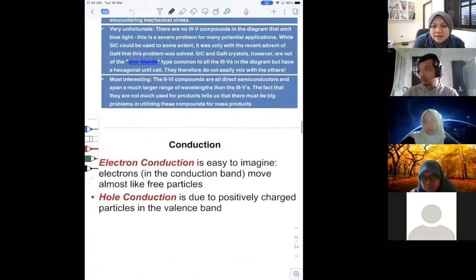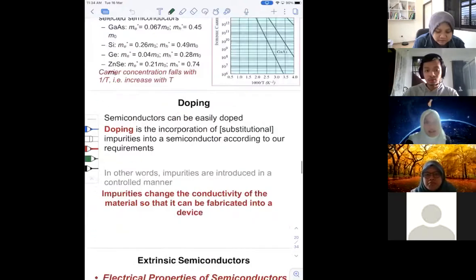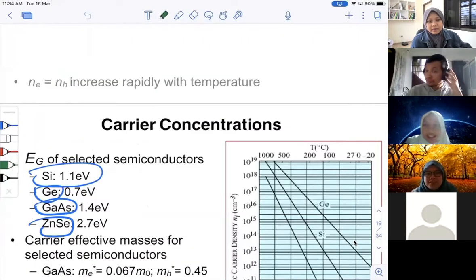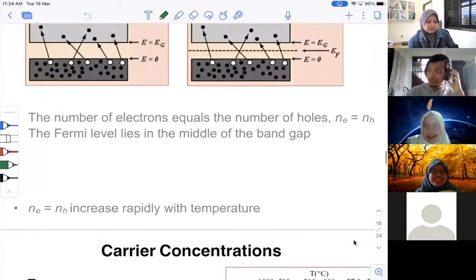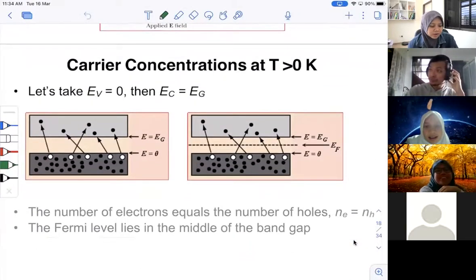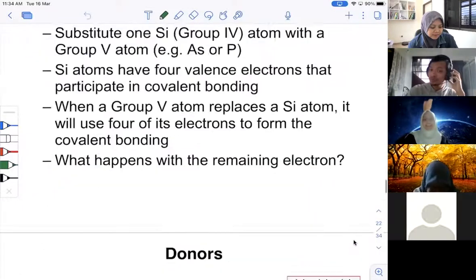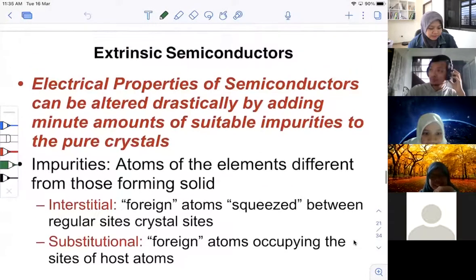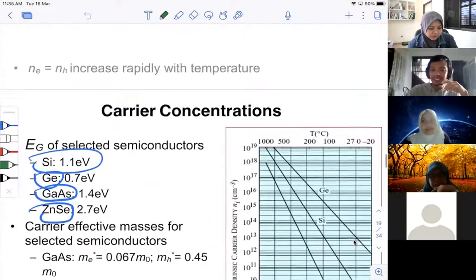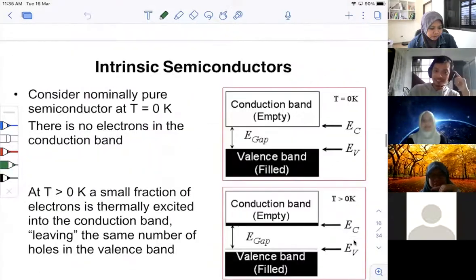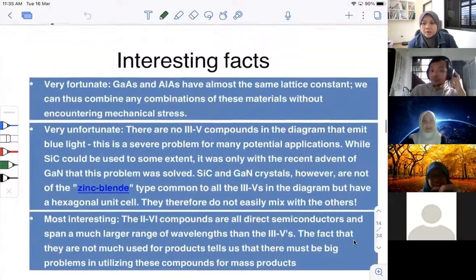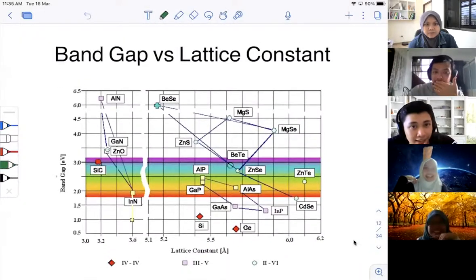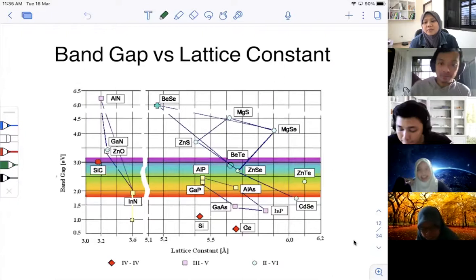Page 19. The band gap versus lattice. Is this one? No, further up. Which slide? Page 12. Okay, this one. So what's your question?